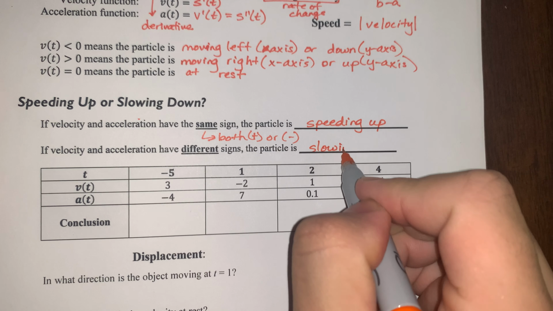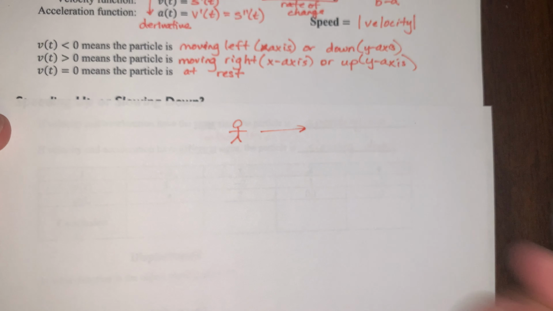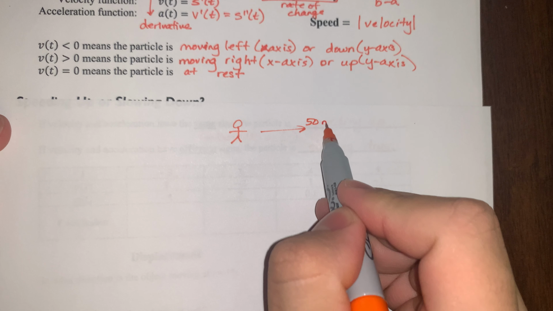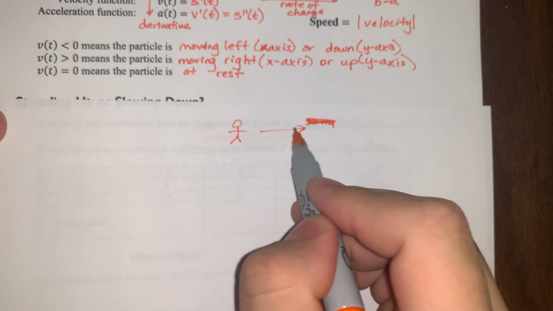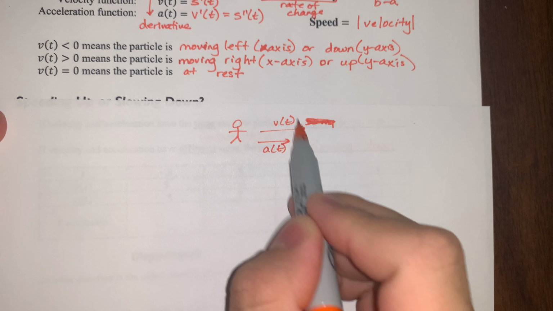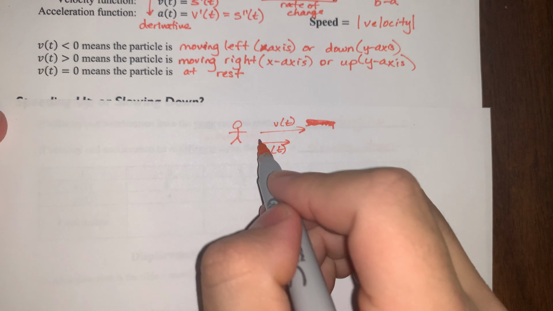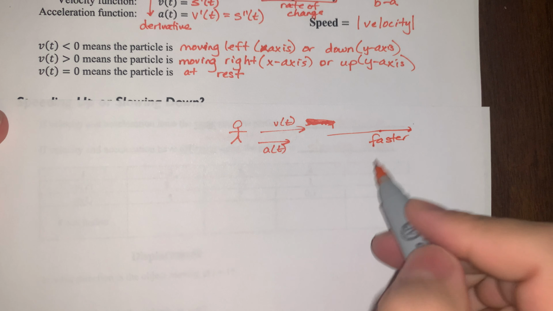I wish I had my sticky notes, but I'll just use this paper. That really makes sense, because if you think about it, let's say you're running in this direction and you have a positive velocity. If you're accelerating in that direction as well, you're increasing your velocity in that same direction, so you're obviously going to be going much, much faster, and you're going to be speeding up.